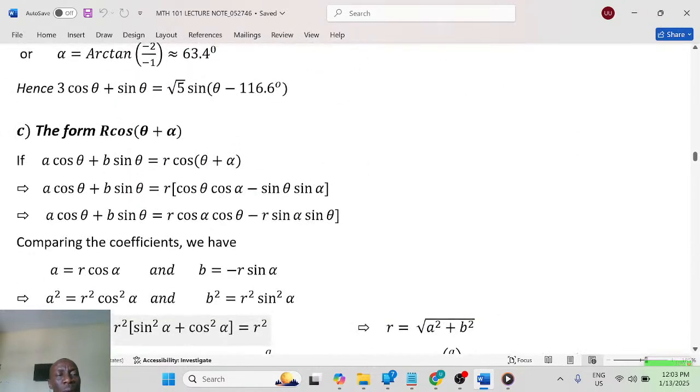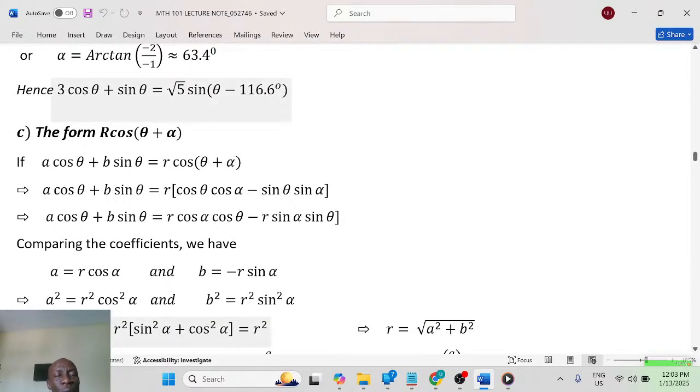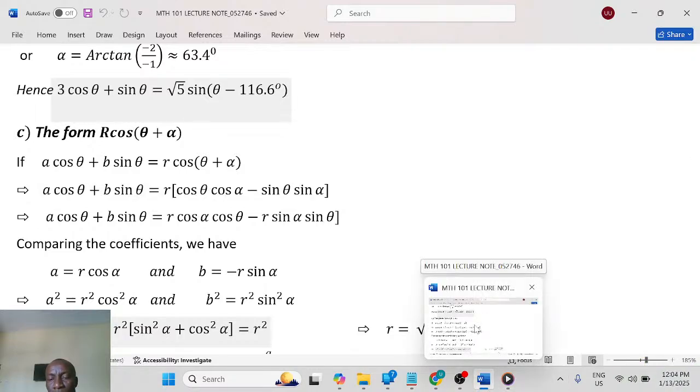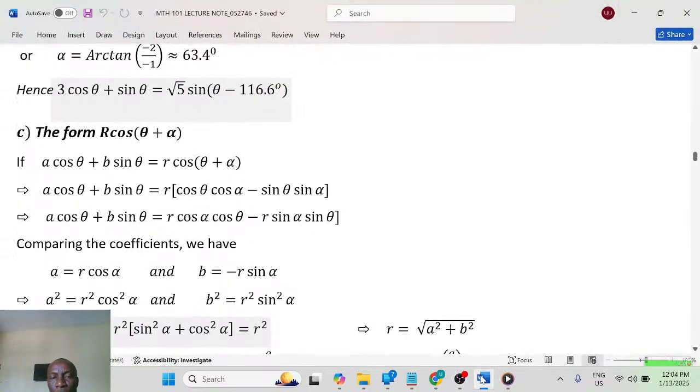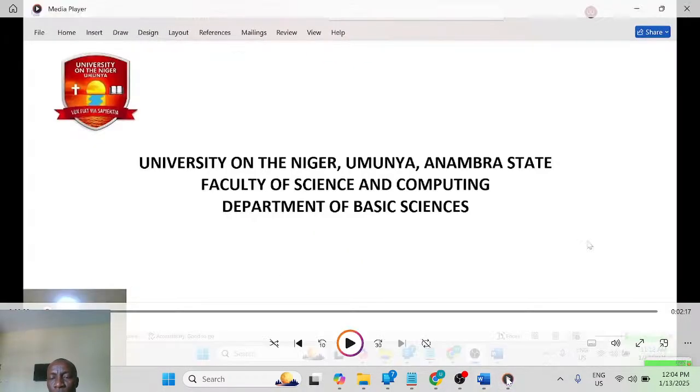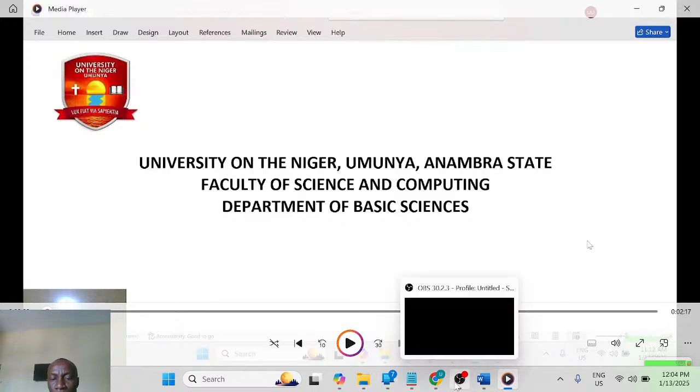The second one is where you have the form R cos theta plus alpha. I will advise that we stop the class here because I will not want us to have too much to battle with. It is better we take it bit by bit. We understand all that we have learned, and by next class, we now settle down and go further. Thank you all for giving me your attention. I hope to see you by next week.